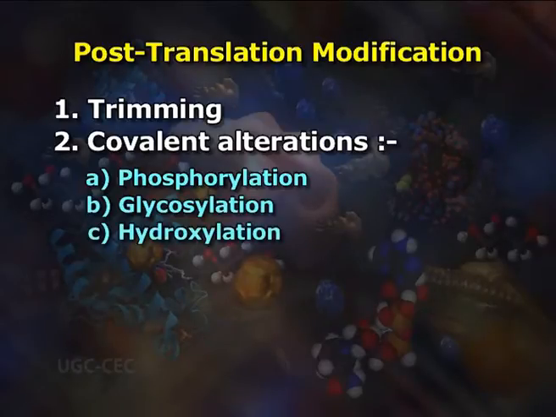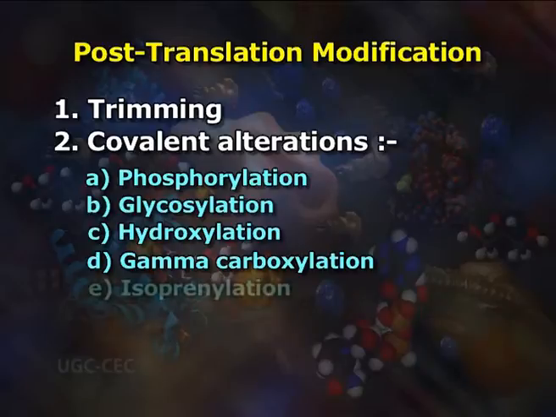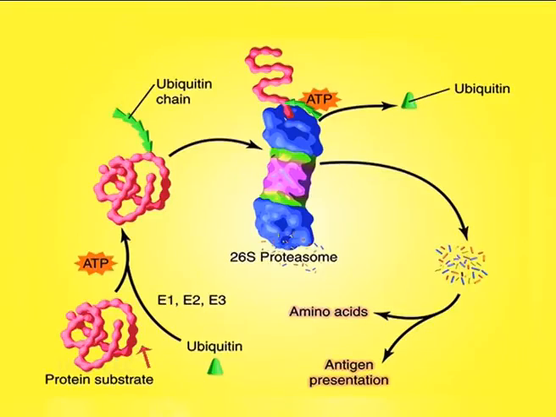Hydroxylation, as seen in collagen, is required for acquiring the three-dimensional structure and for imparting strength. Gamma carboxylation and isoprenylation. Number 3, protein degradation. Defective or destined proteins for turnover are marked for destruction by attachment of ubiquitin protein. Proteins marked in this way are degraded by a cellular component known as proteasome.